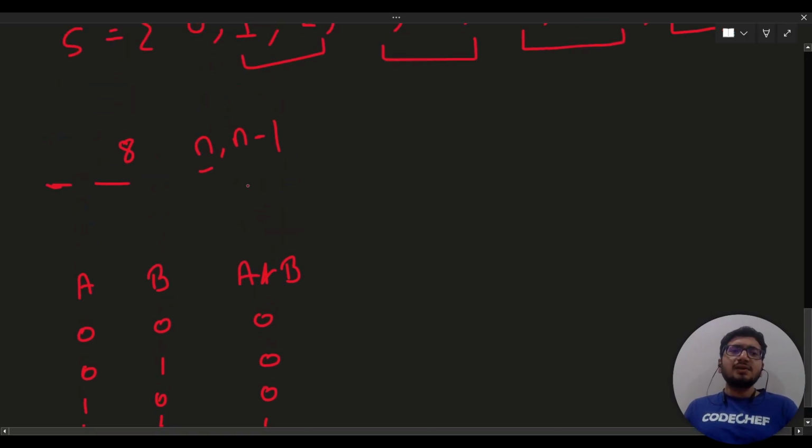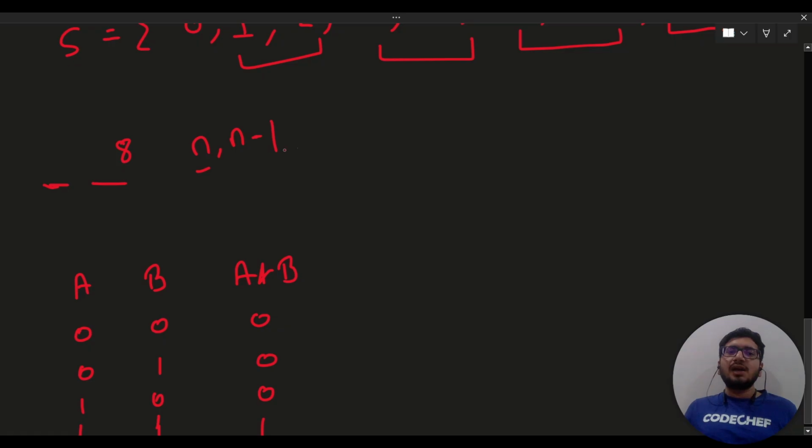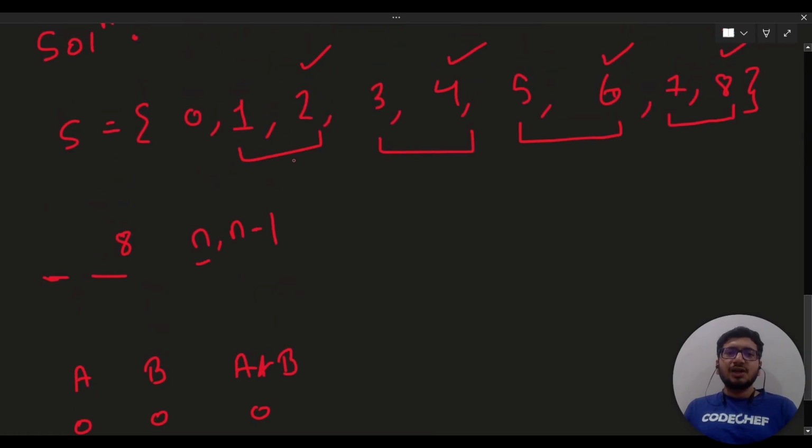What happens when we do bitwise AND of n and n minus 1? The answer will for sure always be either less than or equal to n minus 1. Now since n minus 1 and n are not equal, it means the answer must be less than them, due to which whatever number it is, it will always be present in our S. So we'll never be adding anything back if we follow this strategy.